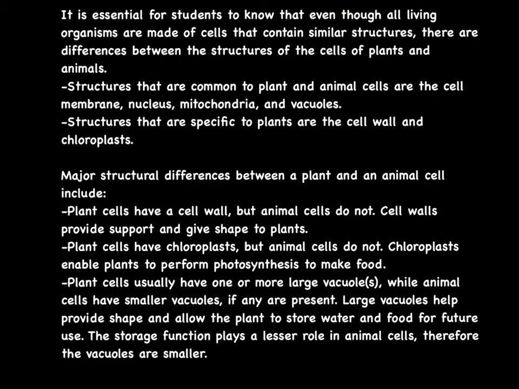Plant cells usually have one or more large vacuoles, while animal cells have smaller vacuoles, if any are present. Large vacuoles help provide shape and allow the plant to store water and food for future use. And the storage function plays a lesser role in animal cells, therefore the vacuoles are smaller.